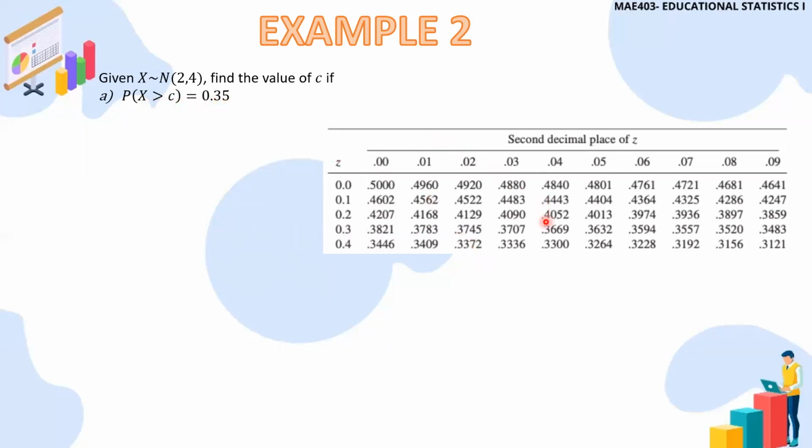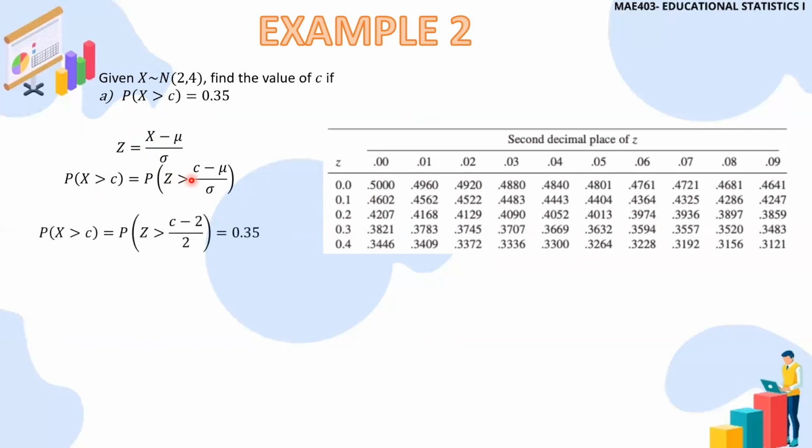You need to find the value in the Z table, or standard normal distribution table. Convert to Z-score first. Then you have the probability of Z greater than C minus 2 over 2, because the mean mu is 2 and the sigma is 2, the square root of 4. This is equal to 0.35. Then from the table, 0.35 is here.